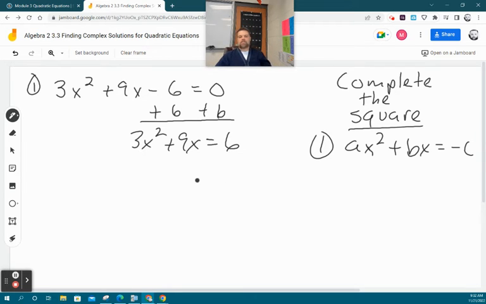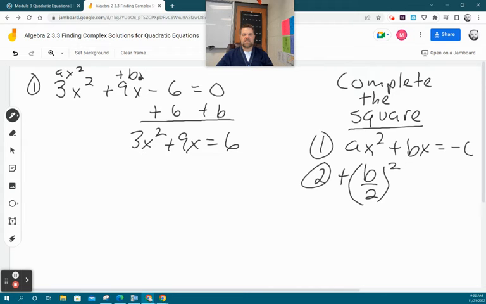Okay? All right. So now the next thing we do, step 2, is we're going to add to both sides b over 2 squared. And if we look at this as ax squared plus bx plus c, then we see that in the original equation, A is equal to 3, B is equal to 9, and C is actually equal to negative 6.